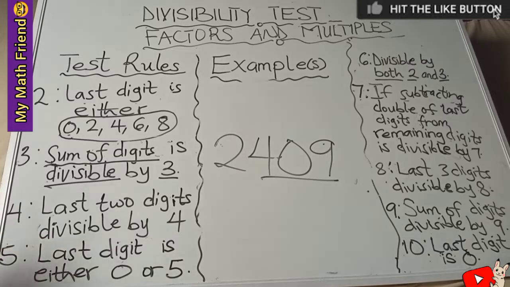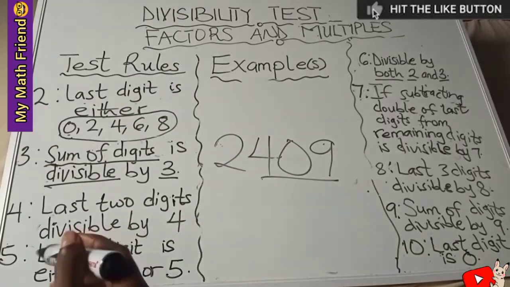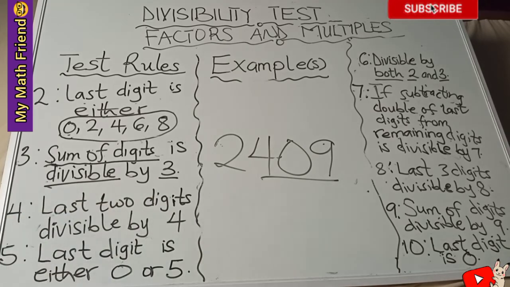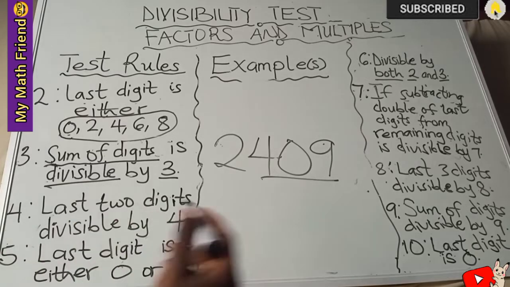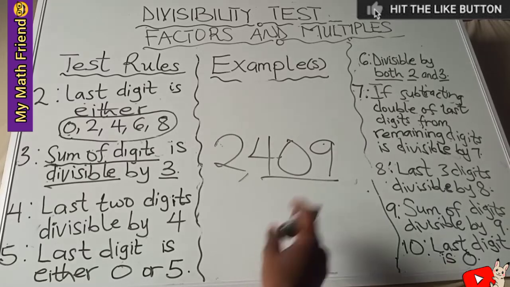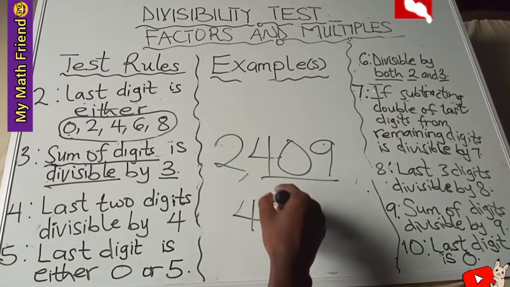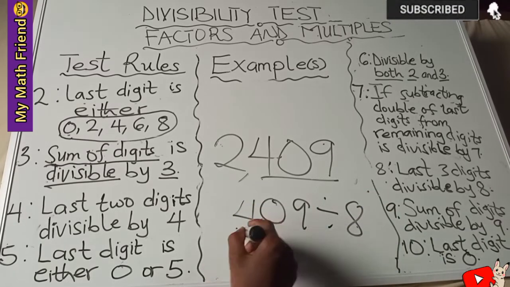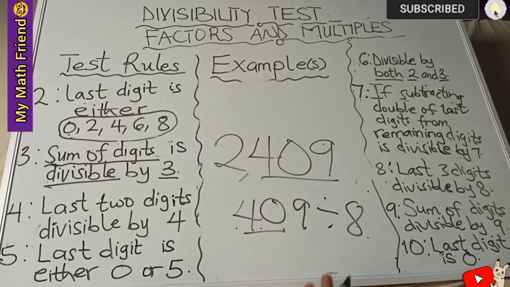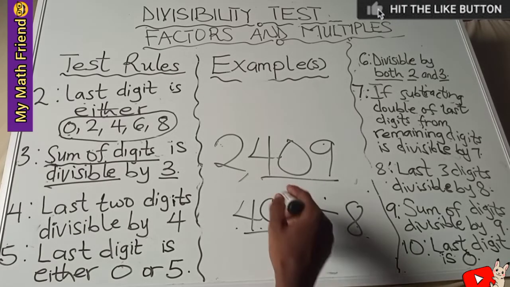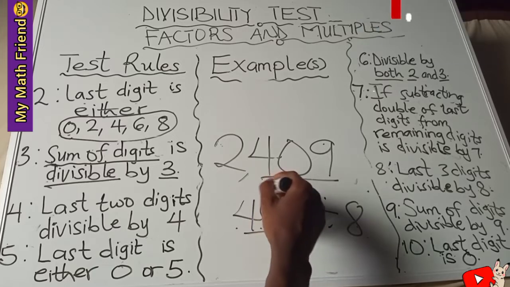You see that the beauty of it is that they give you a larger number, and then the rule helps the numbers to reduce, so that you can divide easily. So from 2,409, we have only 409. Is it divisible by 8? Let's find out. Can 8 go into 4? No, you add the 0 to make 40. 8 goes into 40 how many times? 5 times.